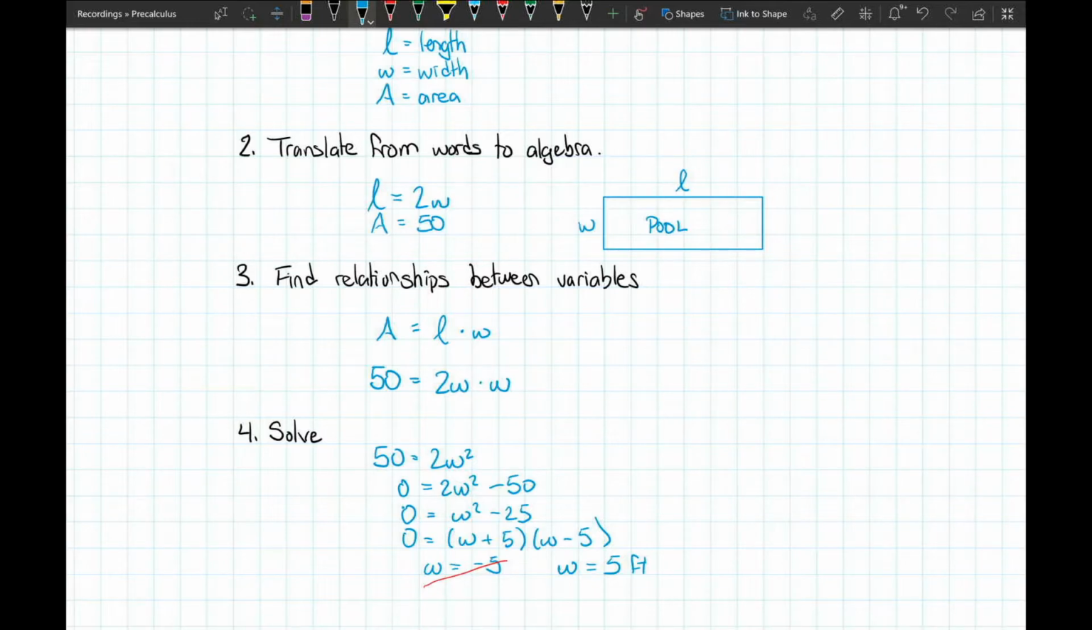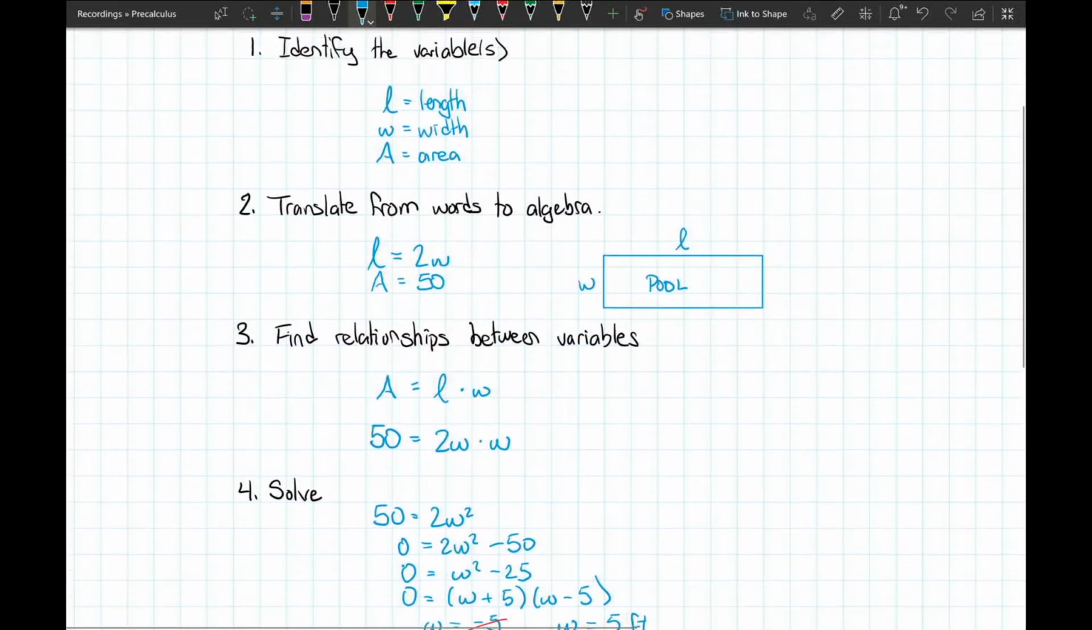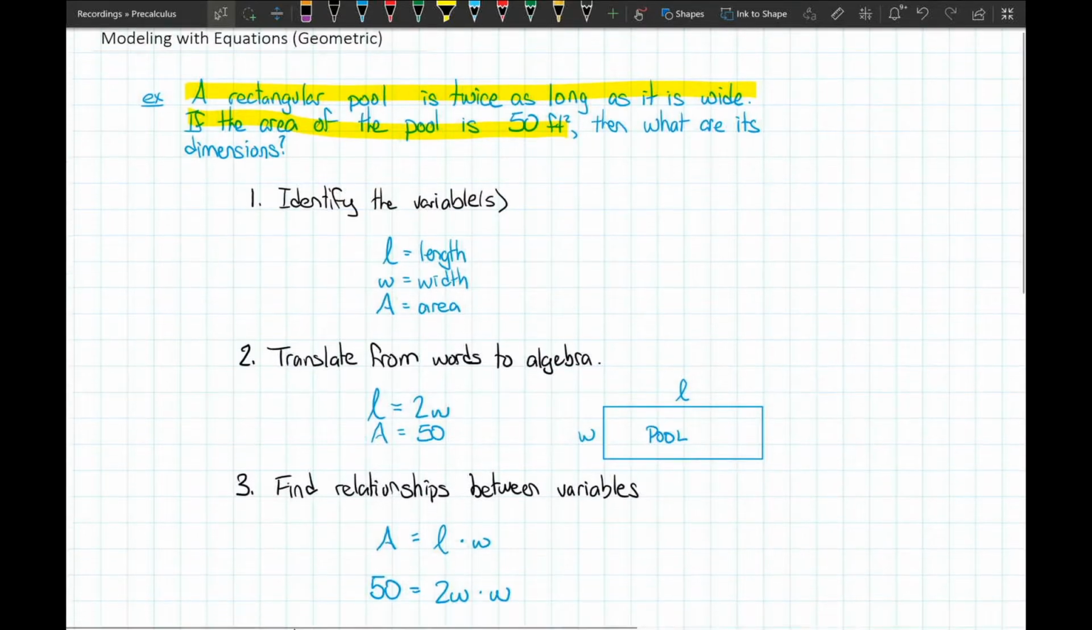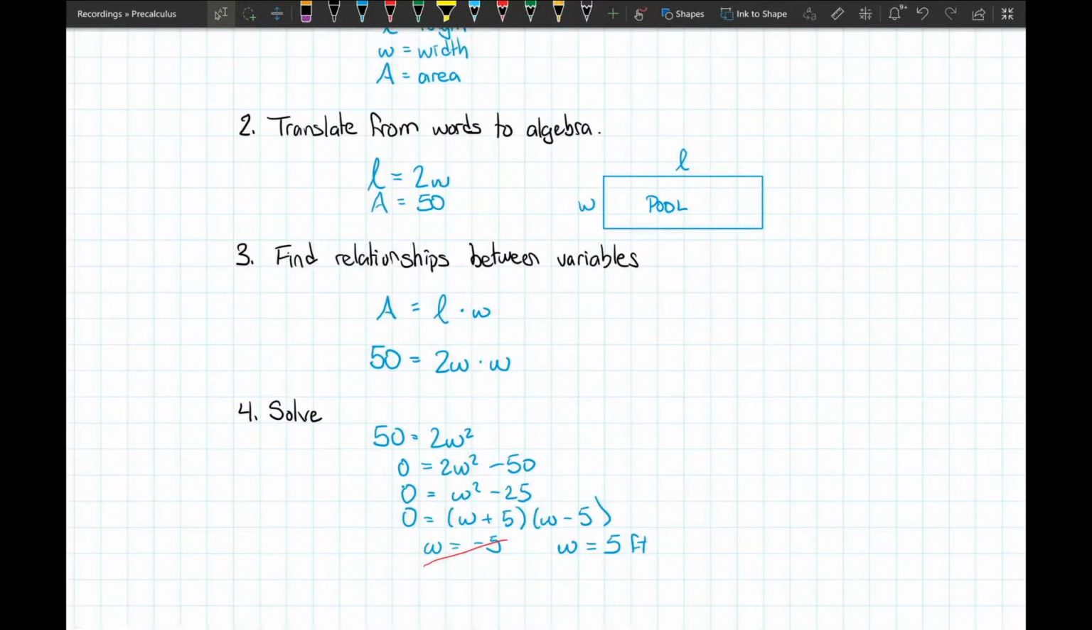First of all, we do need to make sure this solution makes sense. 5 feet does seem practical, but in the question, we are asked for the dimensions. And that's not just one dimension, we need width and length. You may have to go back to one of your previous relationships. At some point in time, we had that sentence where the length was twice the width. And that was from this equation back up here in step 2. And now that you know that w is 5, we can take that equation and figure out what length is.